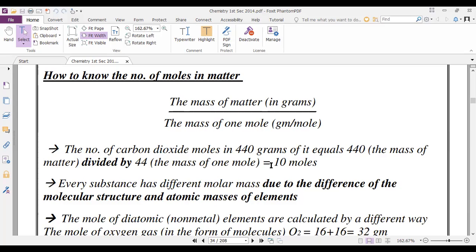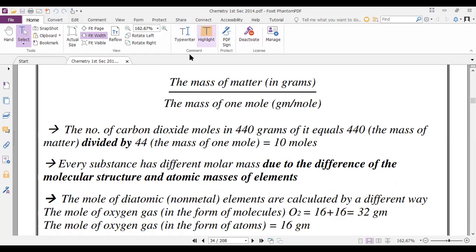Number of moles equals what? Number of moles equals mass of matter divided by mass of 1 mole, that is, mass of matter divided by molar mass. So it's a very important rule that we are going to write here.